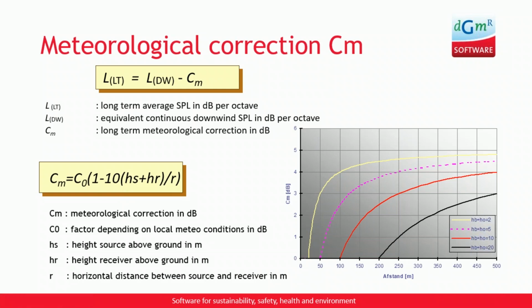In several countries, like the Netherlands, for instance, they prescribe a fixed C0. In the Netherlands, C0 for industrial noise is always 5. That means that the difference between a downwind noise level and a long-term average can be up to a maximum of 5 dB. Close to the source, there is not much influence of the meteorological correction, but further away from the source, there is more influence of the meteorological correction.